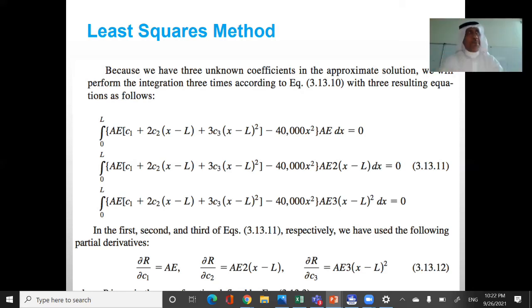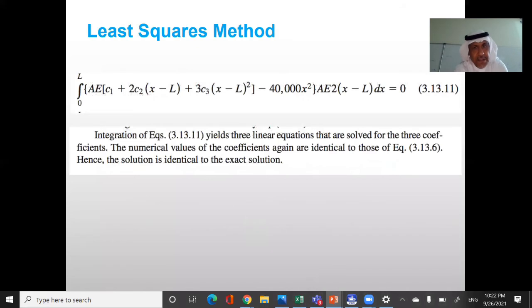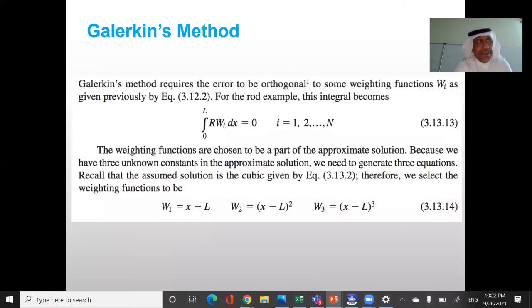Okay, let's go back to this. Now, least square method is easy. You get 3 equations with 3 unknowns, C1, C2, C3. Okay, Galerkin method. What do you do with Galerkin method? You know it. You take the R, you multiply by the shape function, integrate, right? That's it. What are the shape functions? This is the first shape function, second shape function, third shape function. So these are the 3 equations.